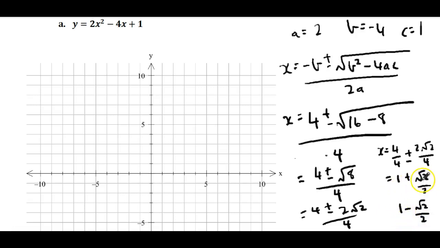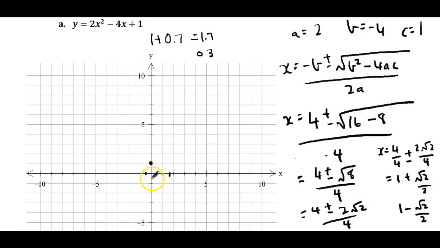So effectively, we've got 1 plus √2, which we know is 1.4, divided by 2 is 0.7. So I've got 1.7. And then 1 minus 0.7 is 0.3. Okay, so 1.7, 0.3. Your y-intercept is at 7. Oh, it's not 7, sorry, 1.